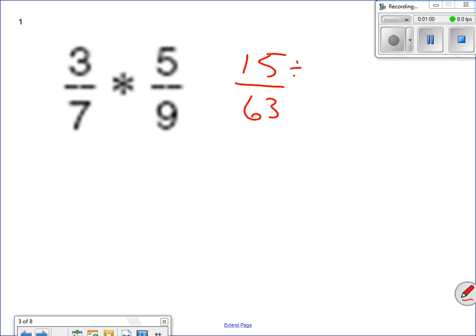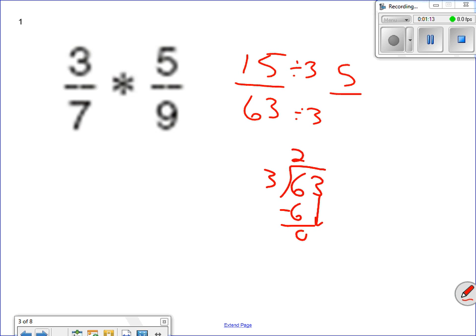So I divide 15 by 3, I get 5. 63 divided by 3: 3 goes into 6 two times, subtract, bring down the 3, 3 goes in there 1 time. That gives me 21. So my answer is 5/21. That's how I have been teaching you how to reduce.